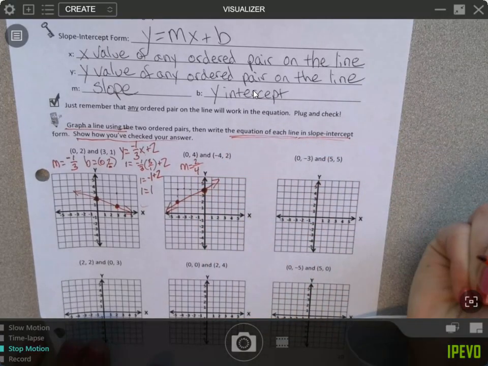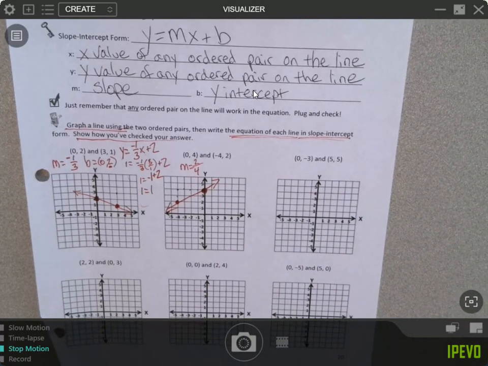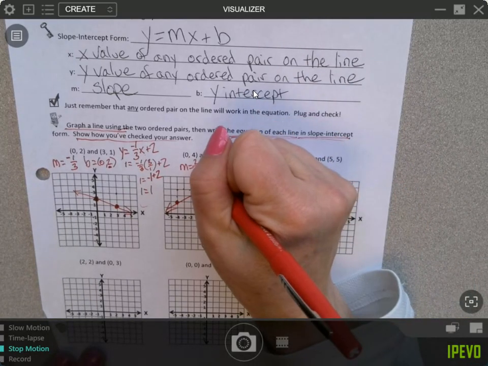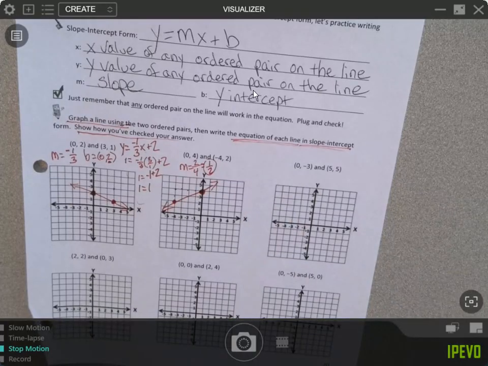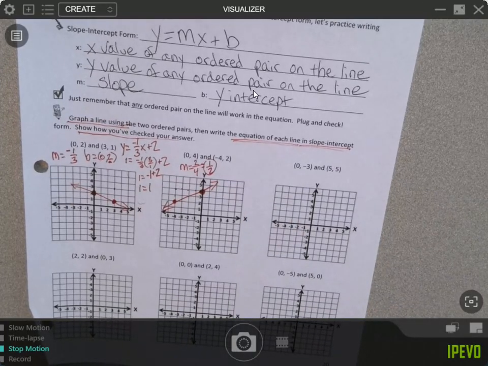So we have to make sure that we are counting it correctly. Do I leave it as 2 over 4? Christina? No. Why not? I can simplify that. Don't forget to simplify your slopes, right? So we want to make sure that we find the correct slope. So slow down your counting to making sure you're finding that correct slope, and you simplify it when you can.